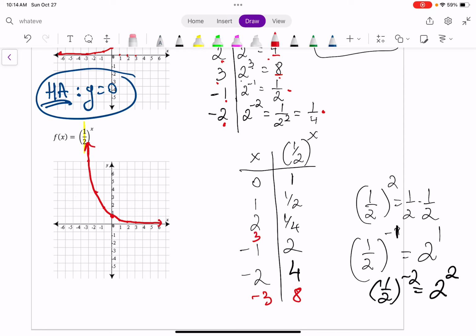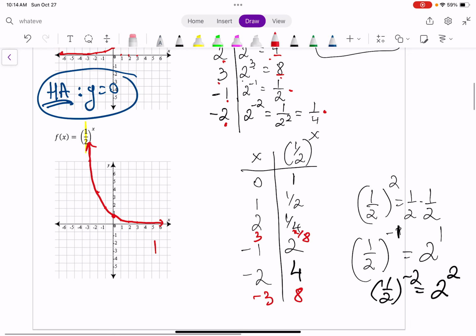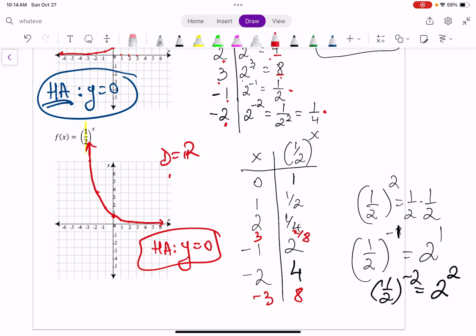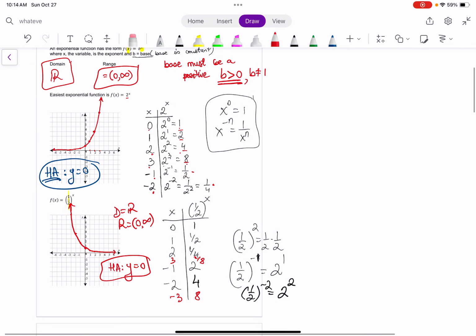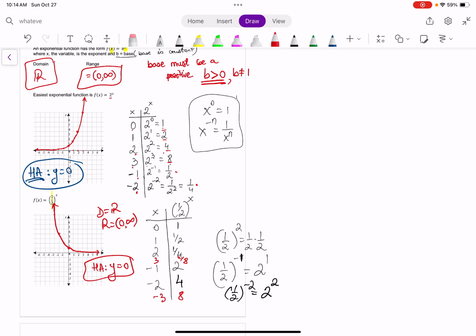If you were to put here a 3, you'd get 1/8. Okay. And so on and so on. So as you see, of course, we still have a horizontal asymptote. That is the x-axis. So y equals 0. The domain is still all real numbers, and the range is still 0 to infinity. So the two graphs are very similar, except one is increasing and the other one is decreasing.